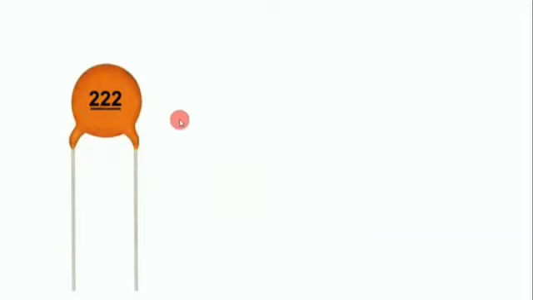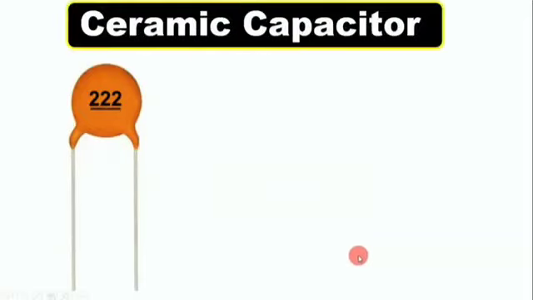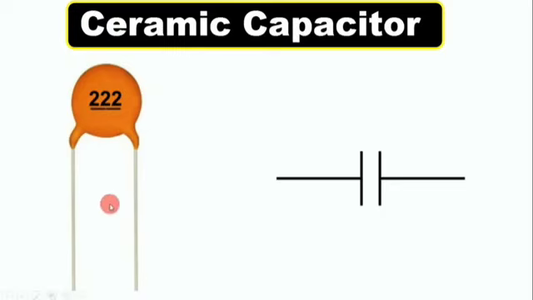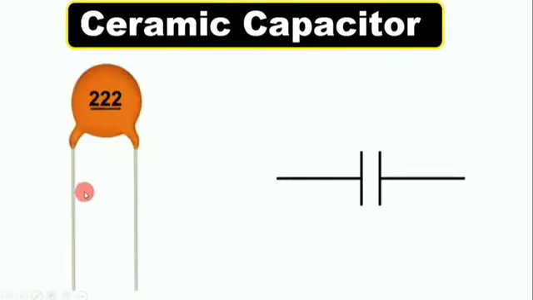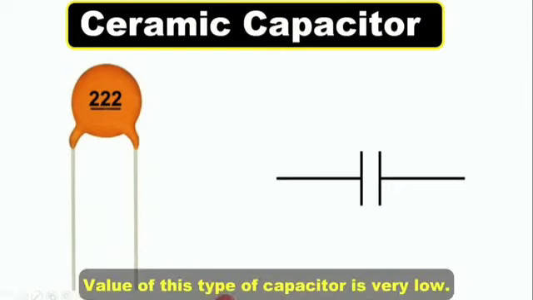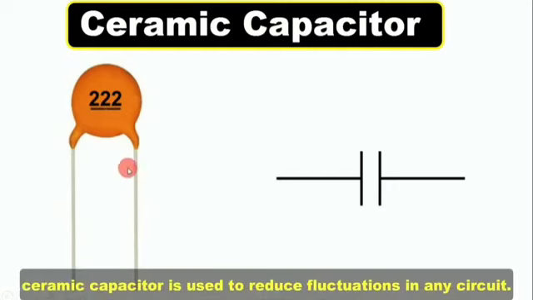Friends, now this component which you can see here, we call this a ceramic capacitor. The symbol of this is made like this. The capacitor I showed you just before, one type of that capacitor is this ceramic capacitor. The only difference between that capacitor and this capacitor is that there is a polarization in that capacitor, that is, there is a positive and negative, but in this capacitor there is no positive, no negative. It means you can connect this capacitor in any way, however you want to connect. And along with this, the value of this capacitor here is very low. We use this ceramic capacitor to reduce fluctuations in any circuit.